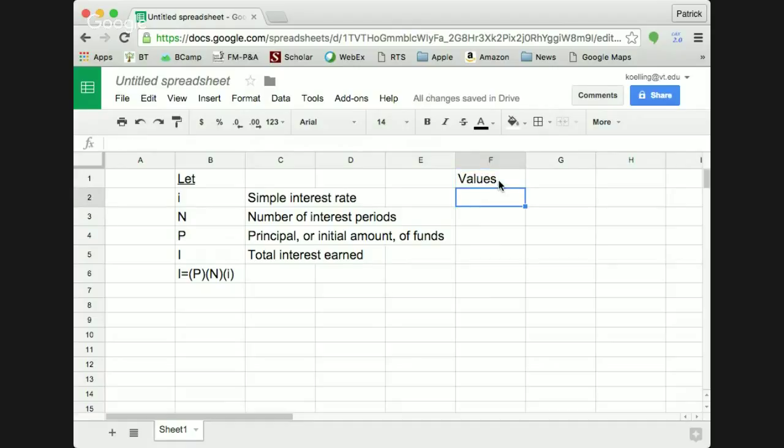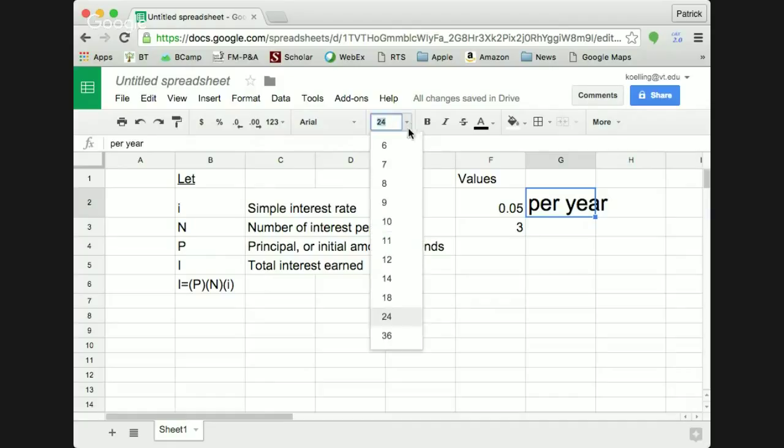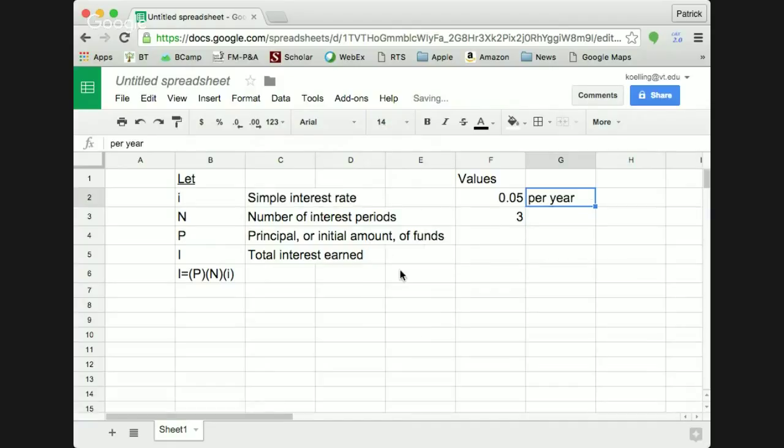Let's let the simple interest rate be 5%. I'll say 0.05. Number of interest periods. Let's look at the interest you would earn over 3 years. So the interest rate is 5% per year. Let's be very specific about that. I'm afraid I'm going to get the same thing down here. Number of interest periods is 3 years.